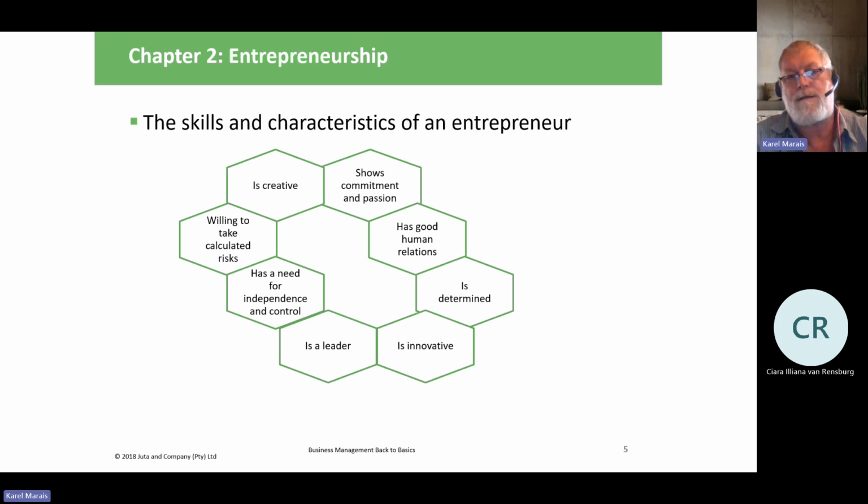Willing to take calculated risks. This is something that I always stress with my first year students. We see entrepreneurship as these guys that take risks. They take these massive risks. No, it's a calculated risk. If you want to take massive risks, go to the casino and put all your money on red. Simple as that. There's a massive risk if you want a massive risk.